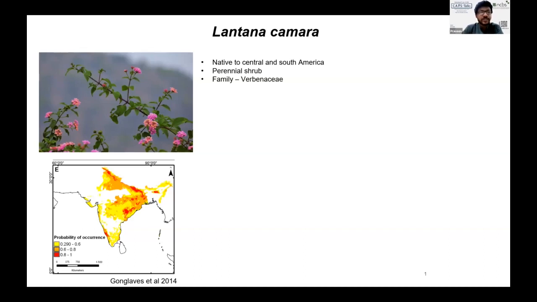And usually people think that this is a native Indian species. But actually, it's an invasive species native to Central and South America. It was introduced into India during the colonial period by the British. And now it grows almost in every habitat in our country except the Upper Himalaya and drier habitats. And it's a major problem in our protected areas.